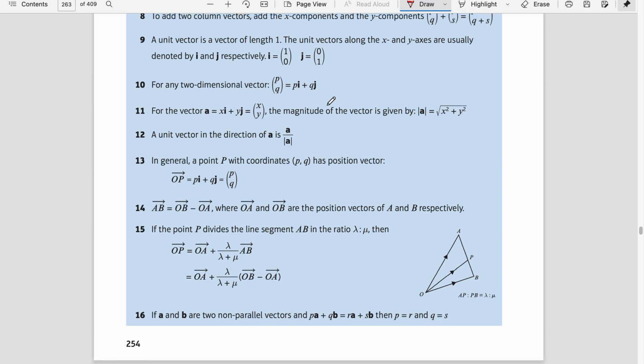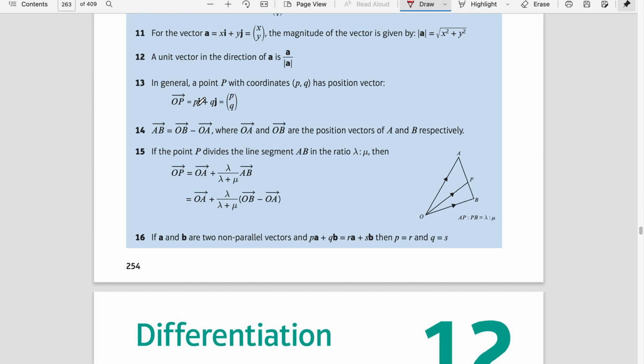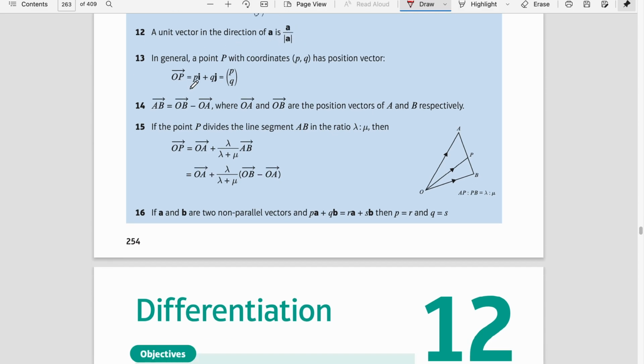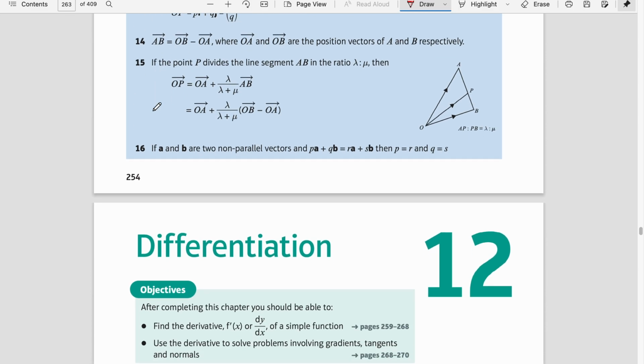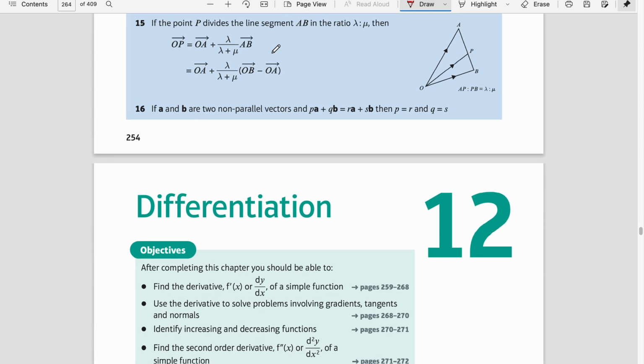Representation of i and j, 2-dimensional, in column vector form or i, j form. The magnitude is the square root of x square plus y square. Unit vector is the actual vector divided by the magnitude. Position vector is the direction from the origin, that is basically the coordinates. And position vectors are always split in this way: second variable minus first, OB minus OA. And this is the ratio thing we did. With lambda and mu it is tough to understand. With numbers it is very easy.